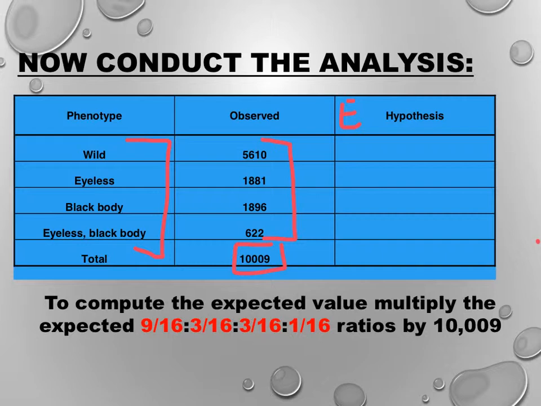So you would take your total population number, that 10,009 number, and you would multiply it by the ratios that we had come up with of 9 to 3 to 3 to 1, or 9/16 to 3/16 to 3/16 to 1/16. So it would be 10,009 times 9/16, 10,009 times 3/16, times 1/16. And that would give you your hypothesis or your expected values.